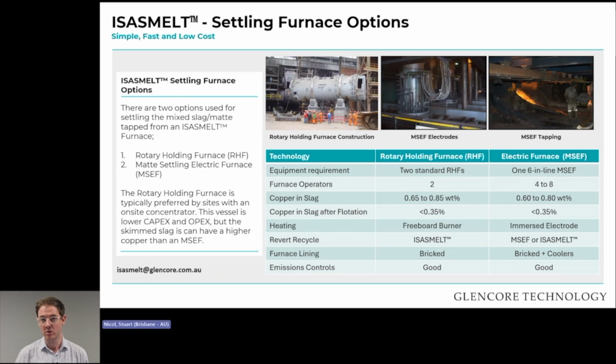There are generally two technologies which are used for settling. You've got the rotary holding furnace, which is predominantly a fuel-fired furnace, and you have an electric furnace. In general, the rotary holding furnace can have slightly higher levels of entrainment and metal in the slag, but with good control and operation, it can match that of an electric furnace. The key aspect comes down to fuel versus power costs. The rotary holding furnace also has fewer operators when you compare that to the MSEF. Both technologies have been used in Isasmelt sites, and I'll discuss it a bit more, but this is one of those key decision points, as well as which settling furnace you have directly after the Isasmelt furnace.